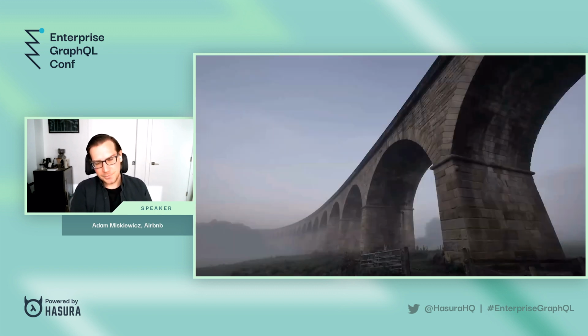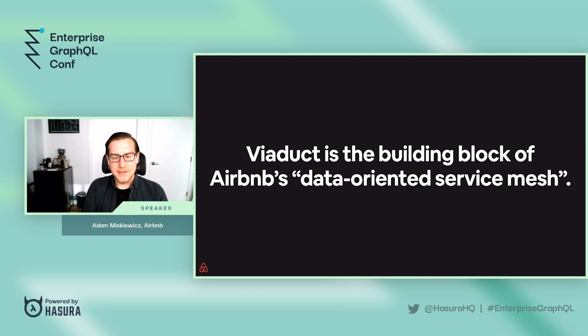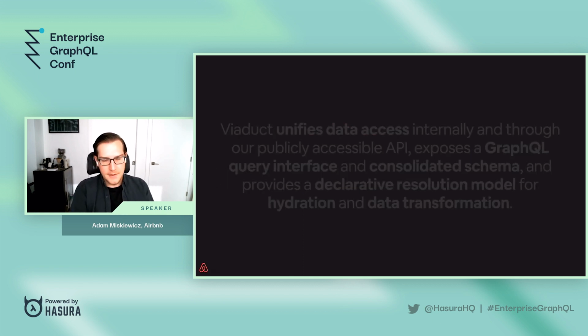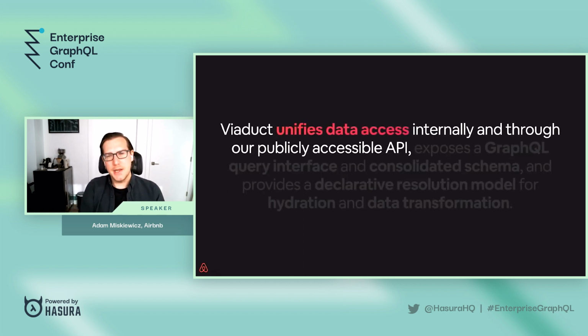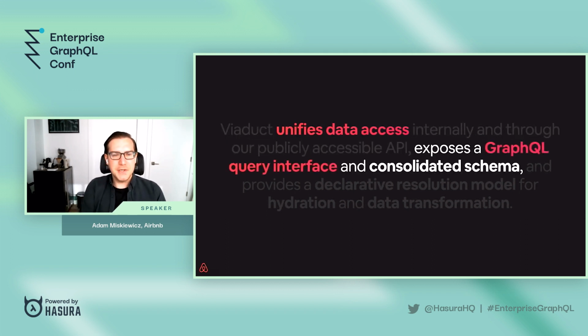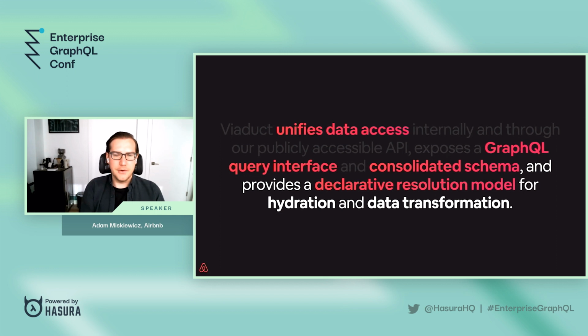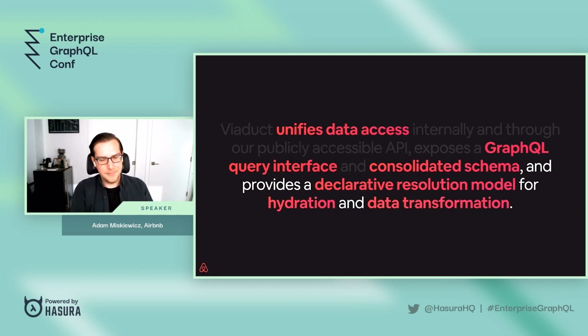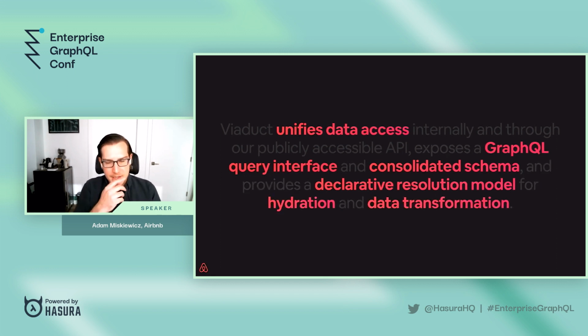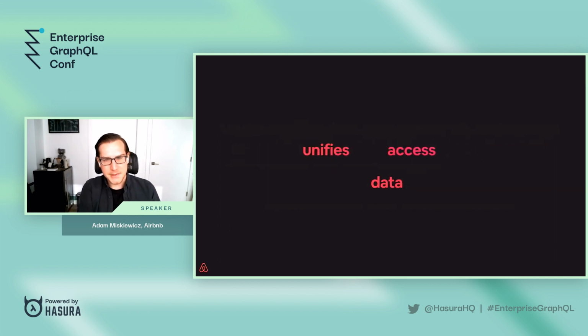Enter Viaduct. Viaduct is the core building block of Airbnb's take on a data-oriented service mesh. To expand on that more, Viaduct unifies data access internally and through our publicly accessible API, exposes a GraphQL query interface and consolidated schema, and provides a declarative resolution model for hydration and data transformation. Let's dive deeper into each of these pieces of the Viaduct system, starting with how we unify data access.